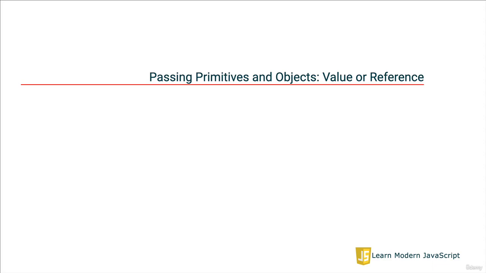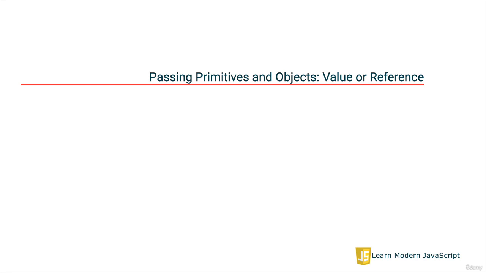In this topic, we are going to deal with a simple but very important concept in JavaScript. And that is the question of how things are passed in JavaScript, by value or by reference. So when I assign a variable to another variable, is it passing the value of that variable, or is it passing the reference to the memory location?